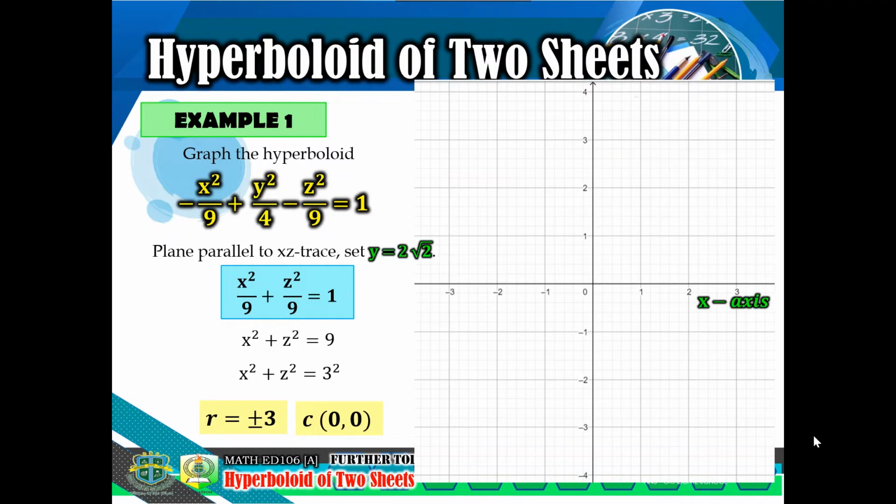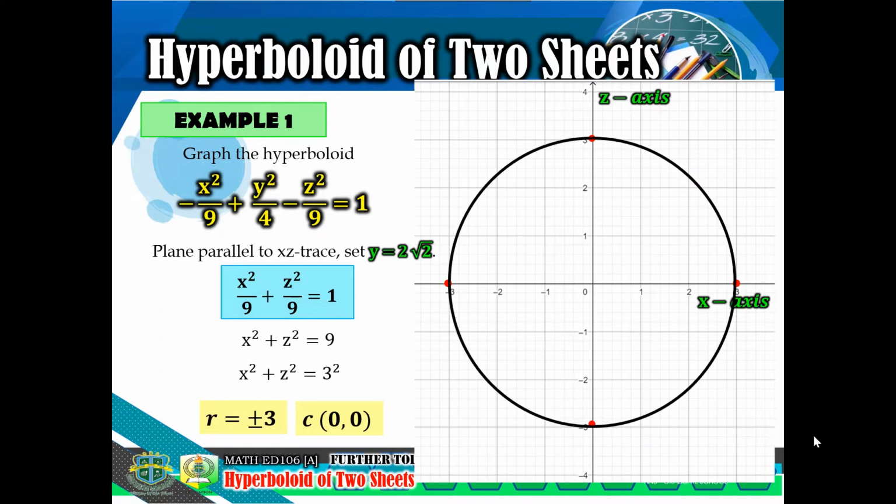This is our x-axis and this is our z-axis. So the center is at 0, 0. We have the radius at 3. So we plot 4 points around the center and trace these points to make our circle. This is how the circle looks like. So this is the xz trace.